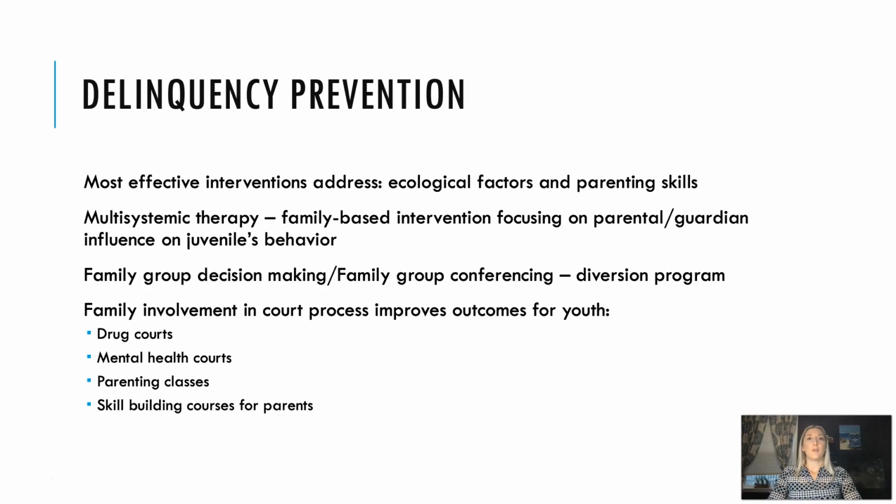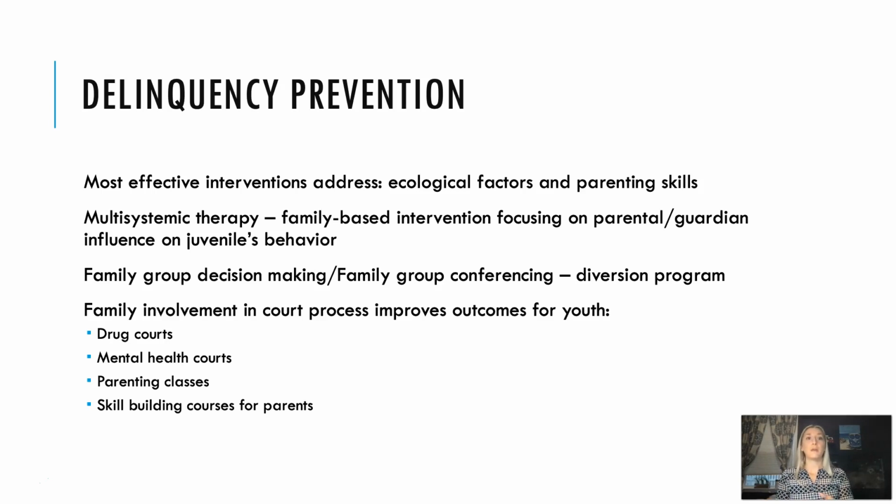With all of that said, what can we do to prevent delinquency? How can we prevent youth from even coming into the system? Well, research says that the most effective interventions address ecological factors and parenting skills. That's parenting skills of the juvenile's parents. Multisystemic therapy is oftentimes used in juvenile court as a condition that youth are placed on to complete. It's a family-based intervention that focuses on how the parent or guardian influences the juvenile's behavior. So we recognize that it's not always just the youth acting out. There's a reason, and what are the parents doing, and what is their role or responsibility in that?